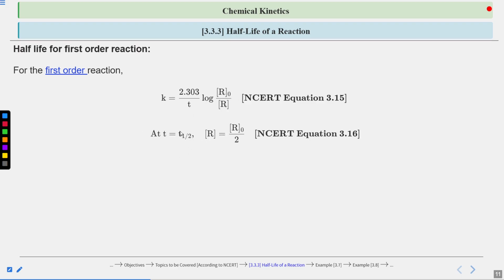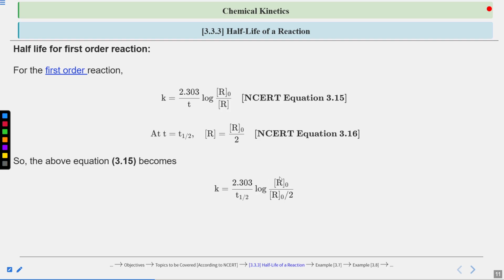Now at T equals T half, that means when time becomes the half-life, the concentration of the reactant will become half of the initial concentration of the reactant. So at T equals T half, R will become R naught by 2. This is NCERT equation 3.16. So the above equation 3.15 becomes K equals 2.303 by T half log R naught upon R, which is R naught by 2.